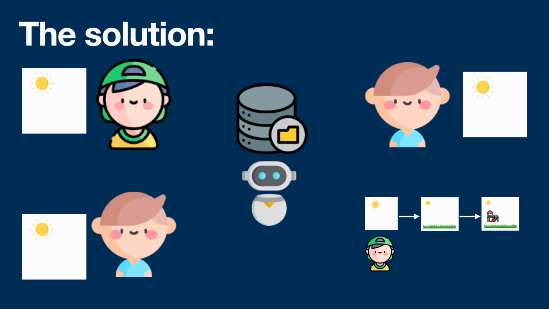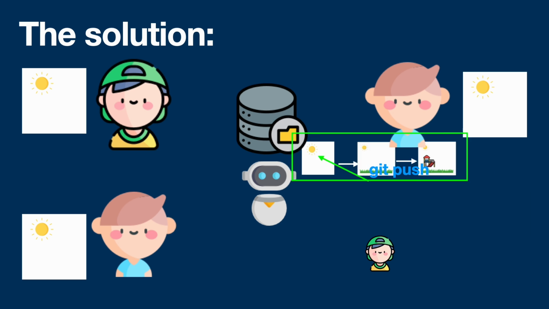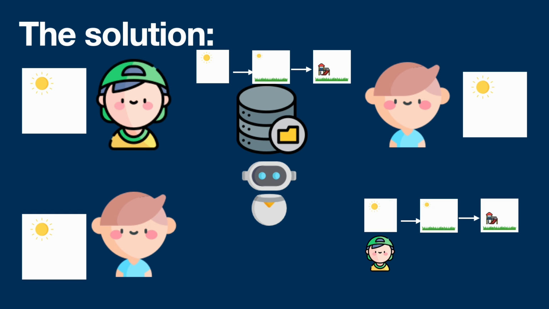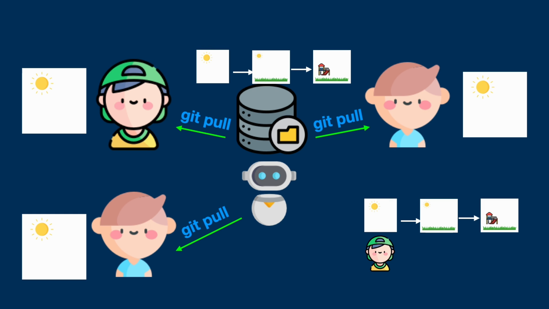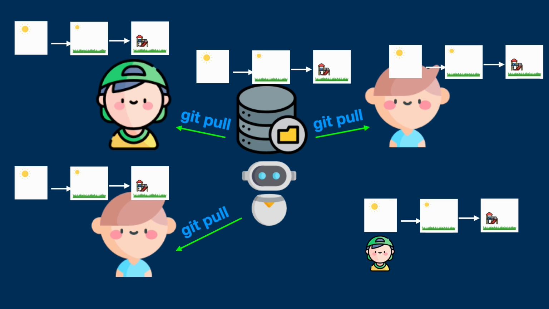Now, it's time to share your changes with your friends. You can push your changes to the main repository, and Git will make sure your friends can see what you did. They can also pull in your changes into their own copies and continue working on the project.